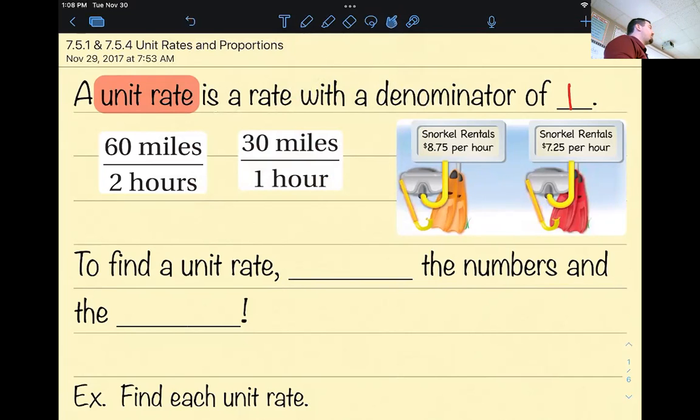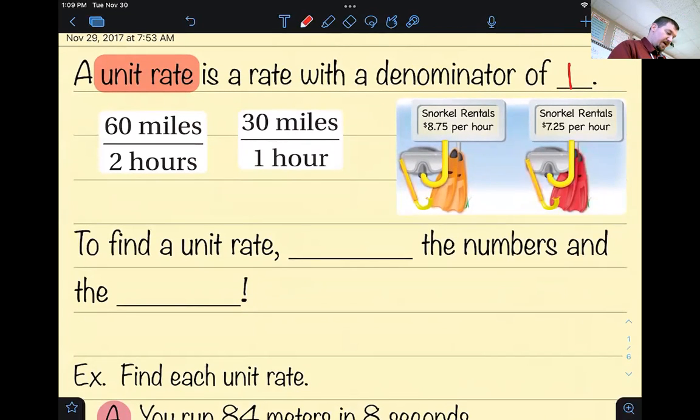Now, sharks in the water? The sharks like red. If you would have said that one of them was $37.85 for 4 hours and the other one was $32.25 for 3.5 hours, again, why would they do that, first of all? And secondly, I wouldn't be able to compare it until I find their unit rates. So they're easy to compare.